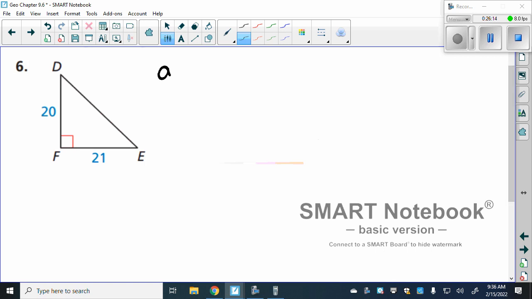Pythagorean Theorem. A squared plus b squared is equal to c squared. Now they tell us the values of a and b are 20 and 21. So we can say 20 squared plus 21 squared is equal to c squared.